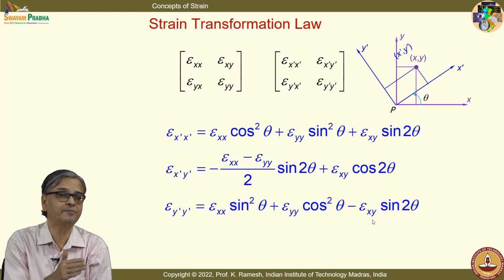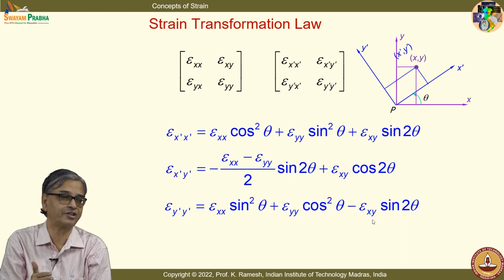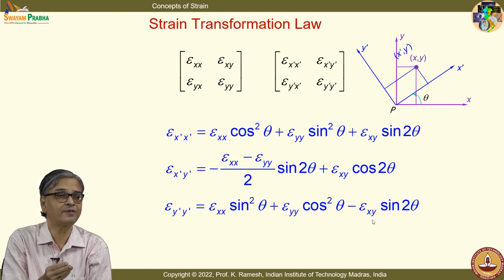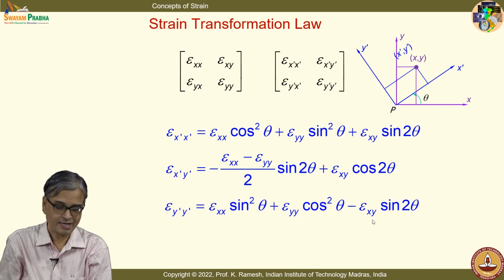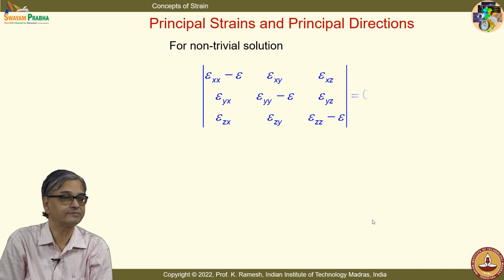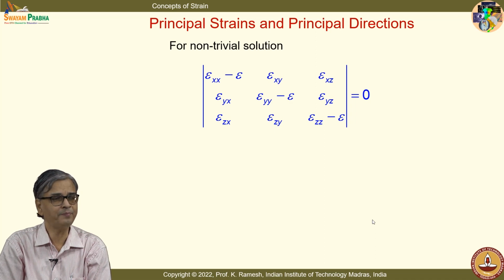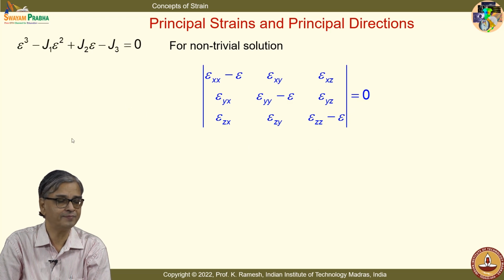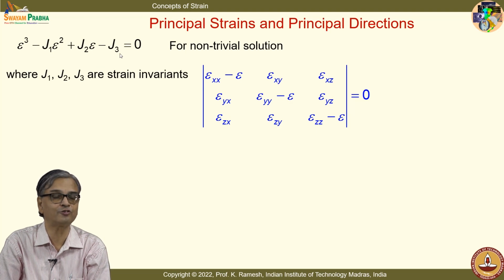So, from the stress transformation law, we have gone to the strain transformation law. In stress analysis, we determined the principal stresses and their associated directions. Here, we will find the principal directions and the angular orientation. In a similar way, I have to coin this as an eigenvalue and eigenvector problem. So, I have to find out what epsilon 1, epsilon 2 and epsilon 3 are, and to make your life simple, I will also give you this as an expression: epsilon cubed minus J1 epsilon squared plus J2 epsilon minus J3 equal to 0.